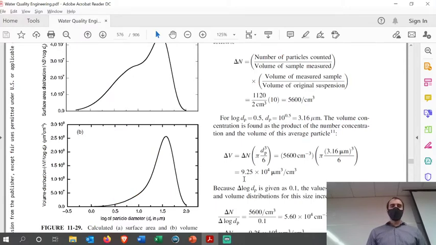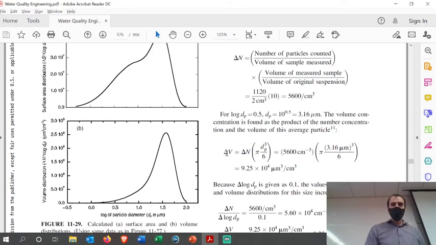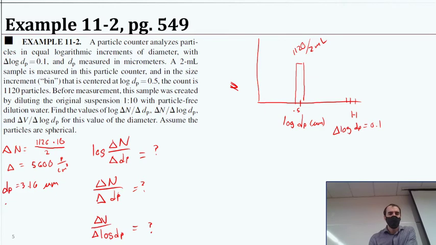From there we can get the volume, because that's essentially the number concentration times the volume of one sphere of that size. We were doing that the other day with the flocculation problem, where we asked what the flock volume is. We just need the number of them, multiplied by the volume of one of them. The delta volume is equal to delta N times the volume of one sphere. So they do that calculation and solve for the volume term. So we'll do N times dp cubed times pi over 6.